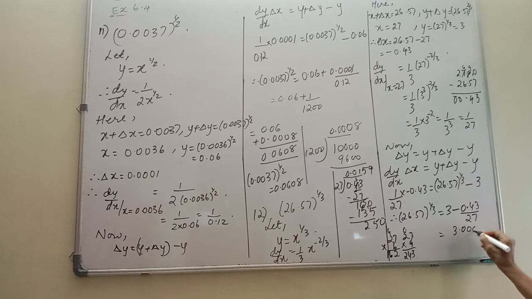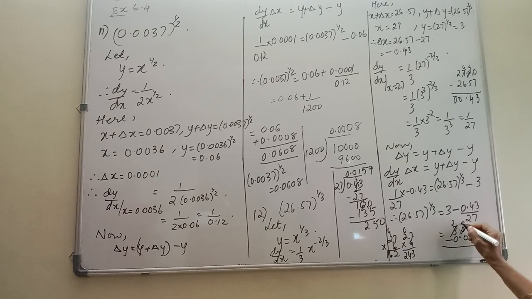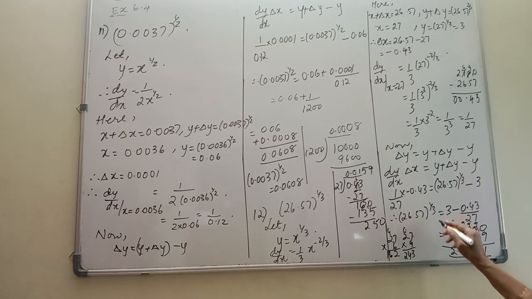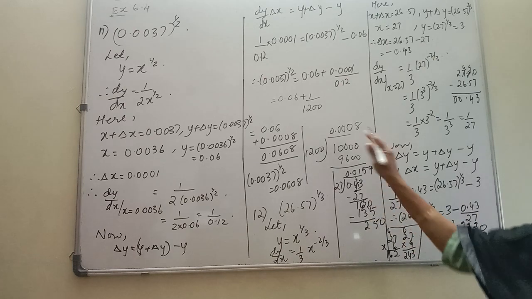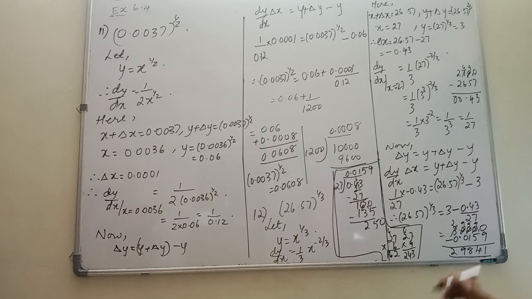3 minus 0.0159. Let's see how this works. Becomes 2, 10 becomes 9, 10 becomes 9, 10 becomes 9, 10. So 1 here, 9 minus 5 is 4, 9 minus 1 is 8, and 9. So 2.9841 is the answer for 26.57 raised to 1 by 3. I'm sorry for the space borrowing technique over here. We have borrowed the place for this calculation. That's it. So 26.57 raised to 1 by 3 gives an answer as 2.9841.